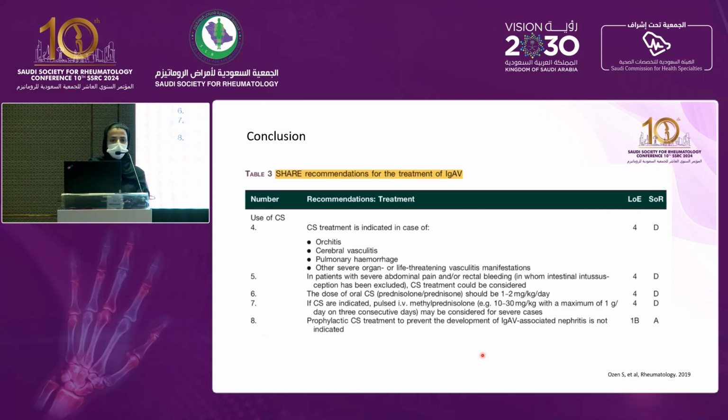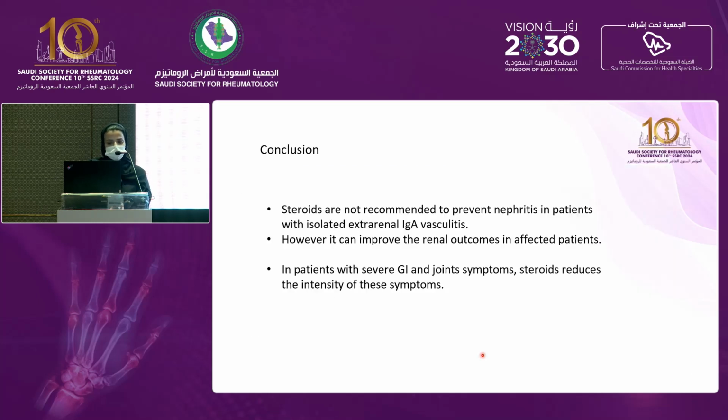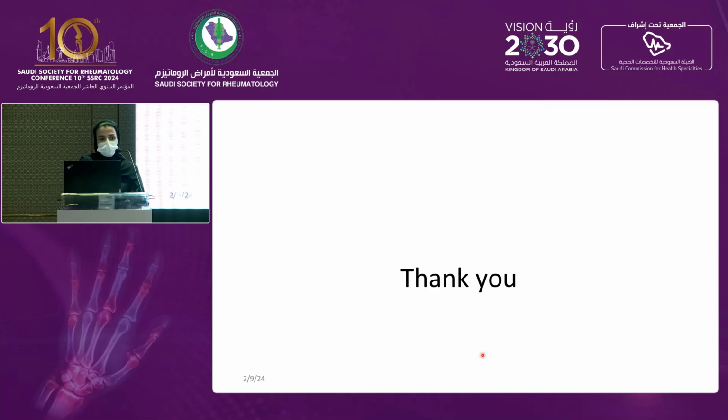So in conclusion, SHARE recommended using the steroid for severe manifestations, orchitis, cerebral vasculitis, pulmonary hemorrhage, and they did not recommend using the steroid to prevent the development of nephritis in patients who have isolated extrarenal manifestations. Thank you.